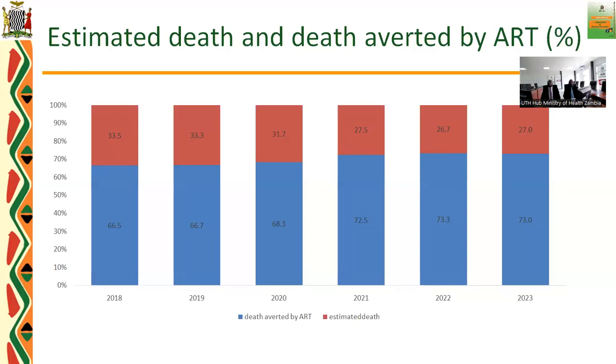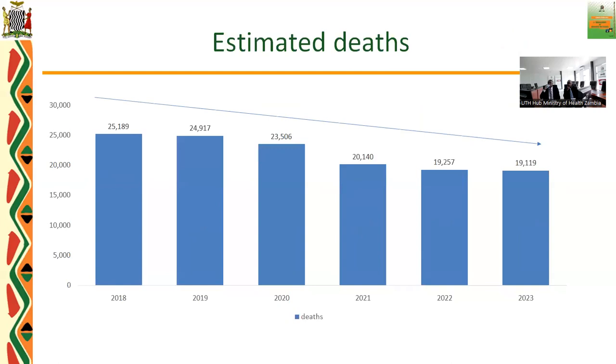Similarly, in terms of our percentages, we can see that of everybody who could have died from HIV, 73% are averted, and only 27% result in actual death, something that we still have to work hard to reduce to less than 5%. Next slide. I've pointed out that the estimated deaths are still not reducing as we'd like them to. Next slide.